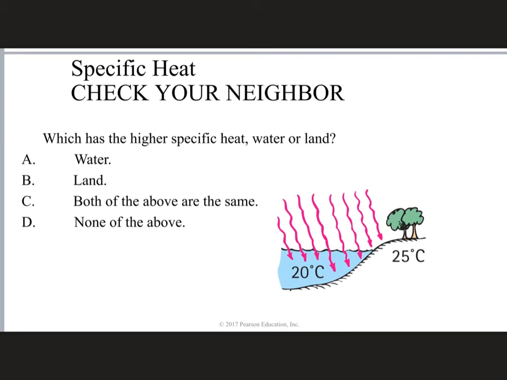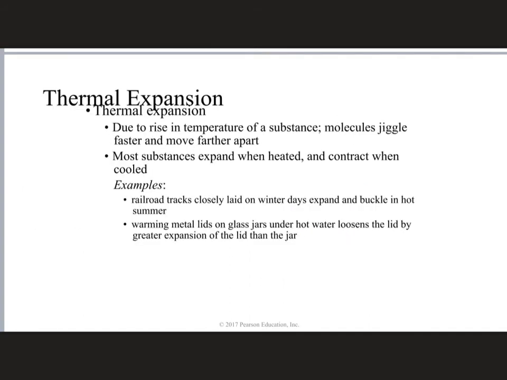Now, in order to answer this, you have to assume they're getting the same amount of sunlight. So if they're getting the same amount of sunlight, but the temperature of the water goes up less, that means it takes more heat energy to change its temperature, and it has a higher specific heat capacity. And so that means that water would be the answer. That's what would have a higher specific heat.